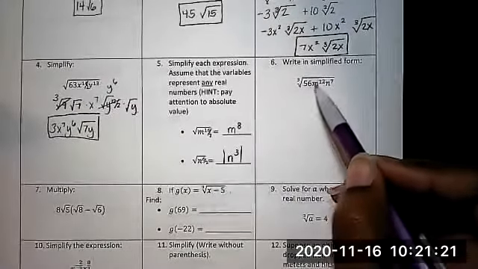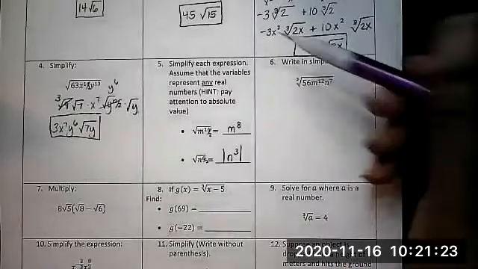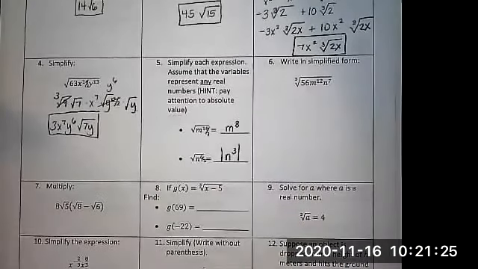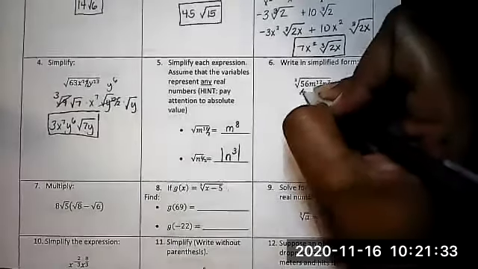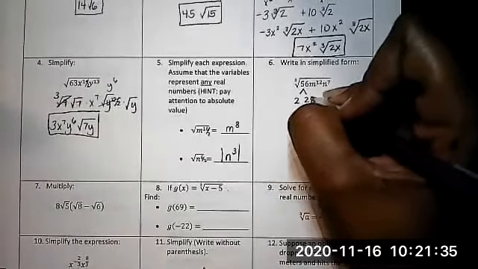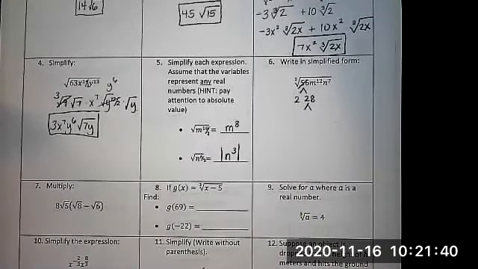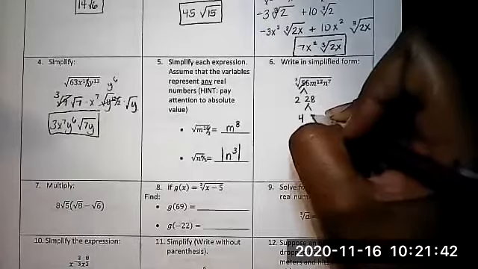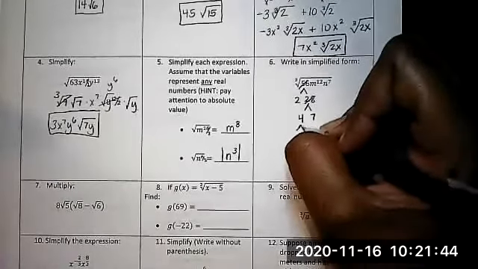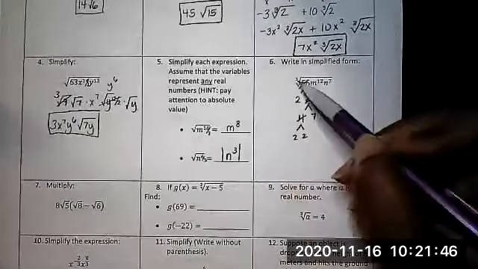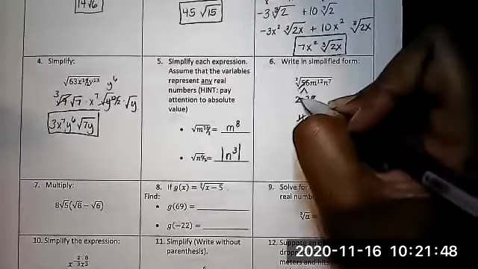Okay. Here, write this in simplified form. Of course, this is cubed. So let's start by, I would divide 56 by 2. I'll start by dividing it by 2. All right, so this becomes 2 and 28. Okay, of course, 28, if you divide that by 7, you get 4 and 7. Okay, and this is 2 and 2. Okay, and of course, that's the cube.